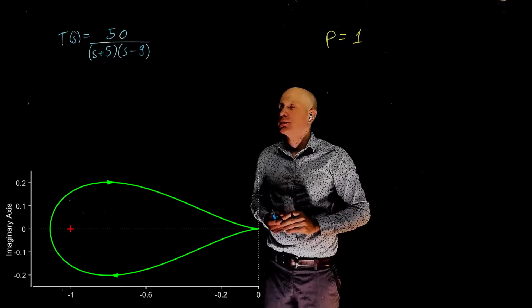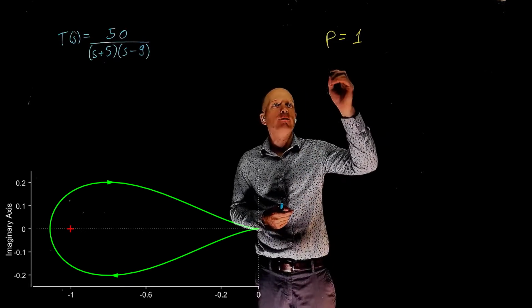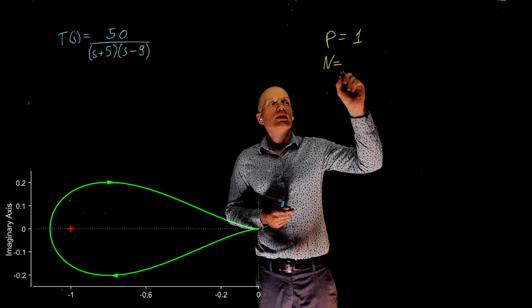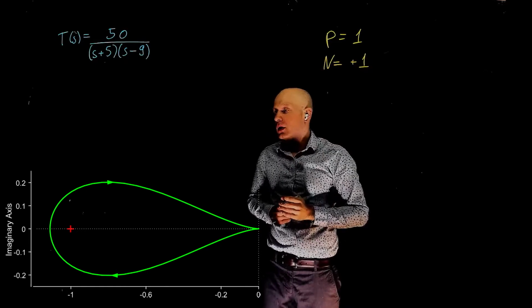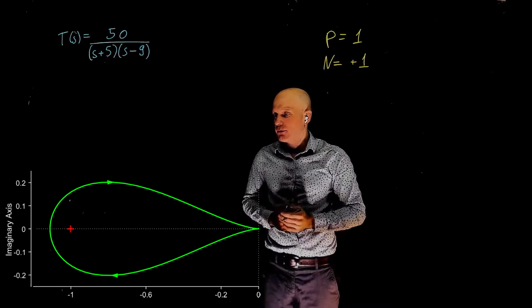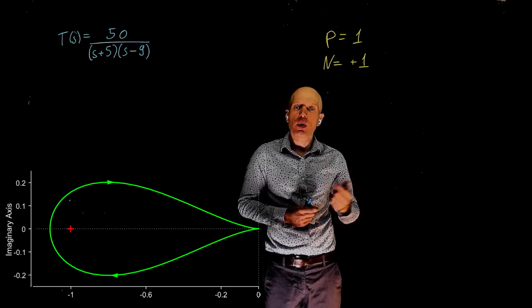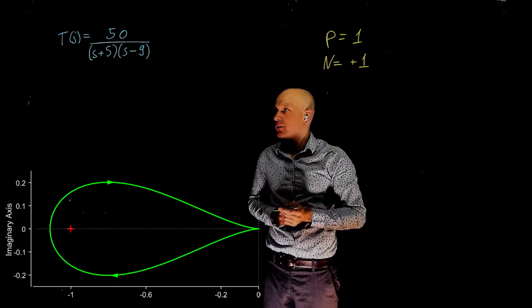Now looking at the Nyquist plot, we see the number of encirclements of -1. And this is +1. The Nyquist plot encircles -1 one time in the clockwise direction, hence the positive sign.